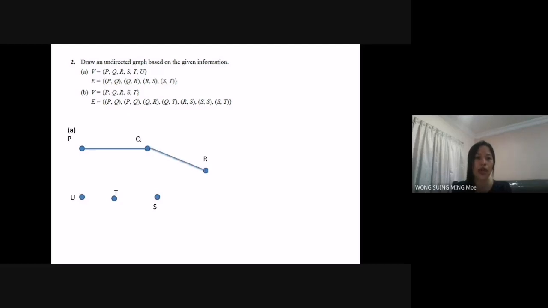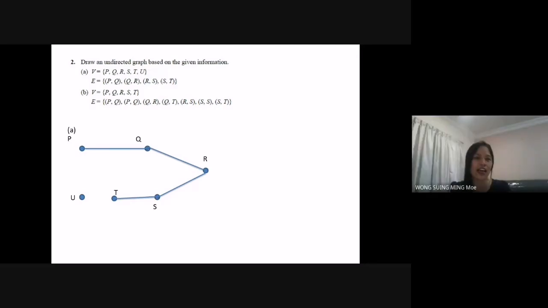So now we look at the vertices: we have P, Q, R, S, T, U. If you want to draw the vertices first, it's okay. You draw them like this, but please don't draw them in one straight line. Draw them separately, like this. Or you can draw them one by one according to the edges. So P to Q: you start by drawing P and then Q, then you join them.